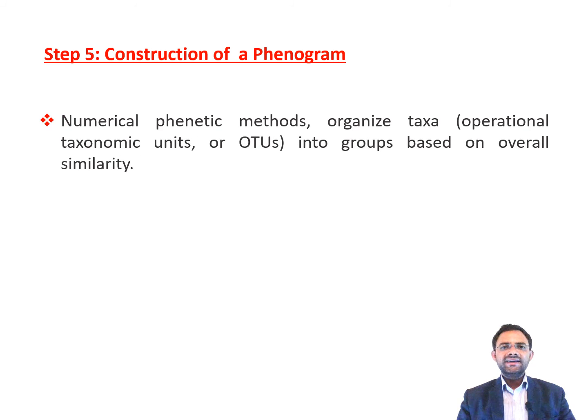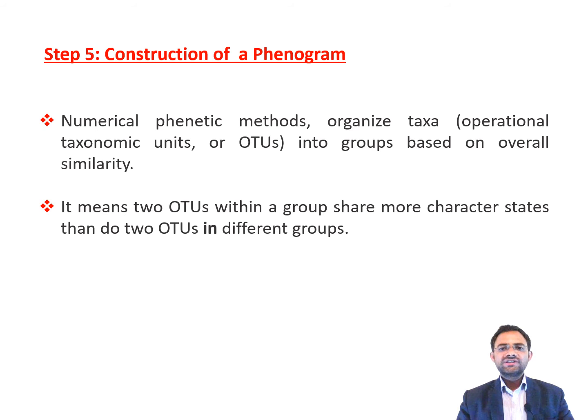The numerical phenetic methods organize the taxa, or operational taxonomic units (OTUs), into groups based on overall similarity. OTUs are grouped in such a way that there is a higher degree of similarity within groups than between groups. It means two OTUs within a group share more characteristics than do two OTUs in different groups. The least inclusive, or smallest, groups represent the highest similarities.